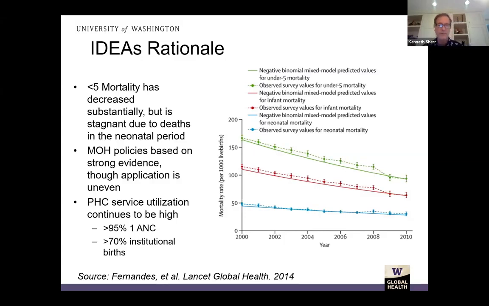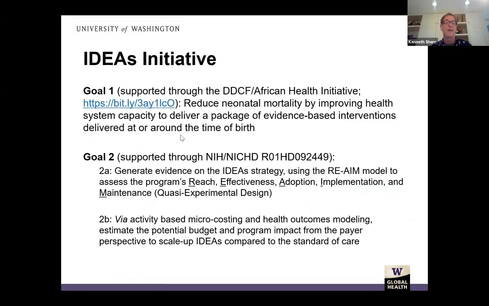Clearly, there's room for improvement, but if we want to bend the curve on under 5 mortality and neonatal mortality, we're really going to have to focus on improving the quality of what's delivered at the primary care level, and to ensure that those Ministry of Health guidelines are implemented as intended with high quality and sustained.